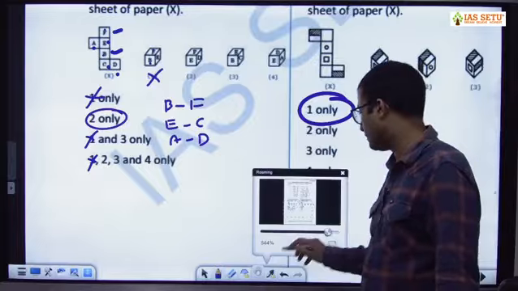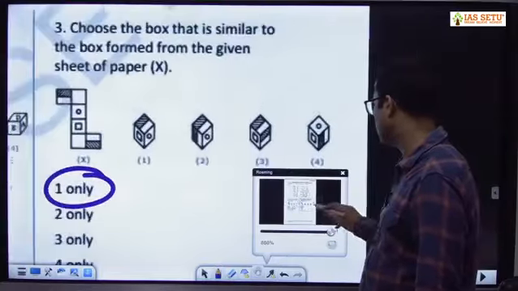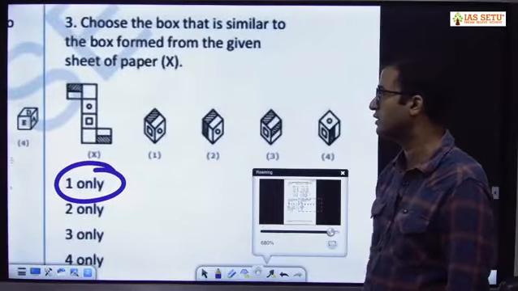Come to question number 3. Yes, it is a bit on the difficult side. It is easy to eliminate 2 answers, but there will be confusion between the other two. I will clear that also.